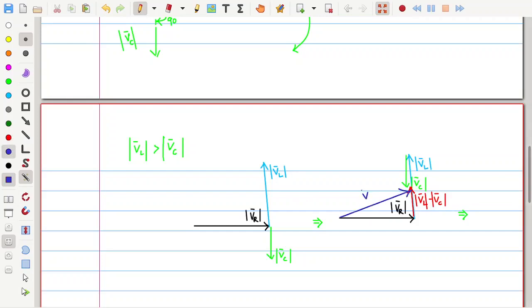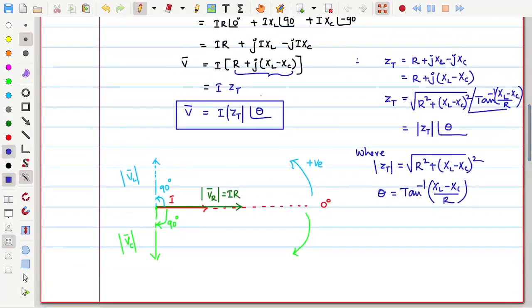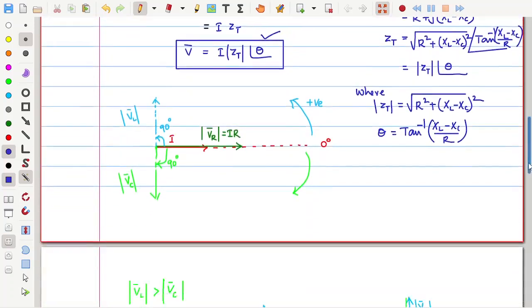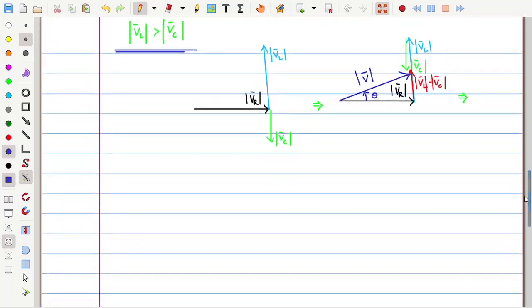This is the V. And V is making an angle of theta. See here, V has an angle of positive theta. So the angle made by this is theta. In this way we can make the phasor diagram for the condition when VL is greater than VC. If it is some other condition, you can interpret how it looks like. Just let me show that also.